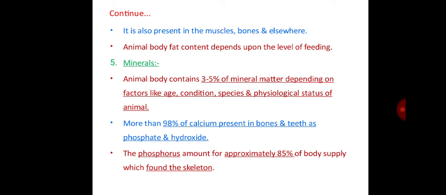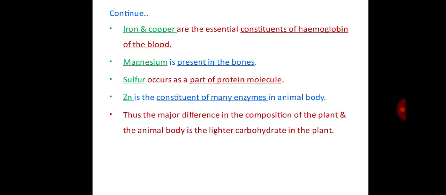Then the next one is mineral. Animal body contains 3 to 5% of mineral matter depending upon factors like age, condition, species, and physiological status of the animal. More than 98% of calcium is present in bones and teeth as phosphate and hydroxide. Approximately 85% of the body's phosphorus supply is found in the skeleton.